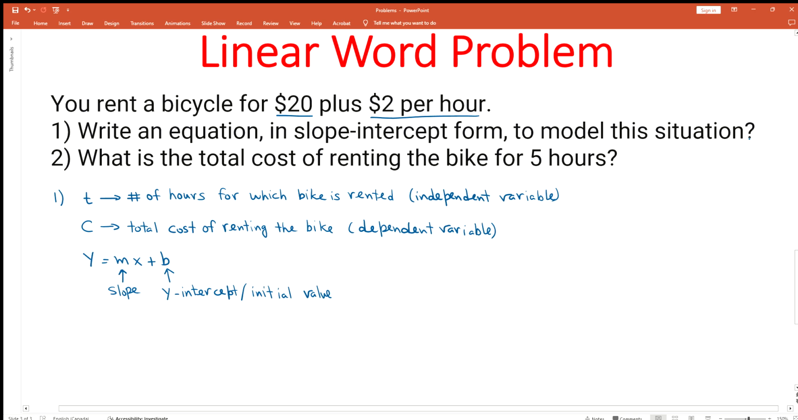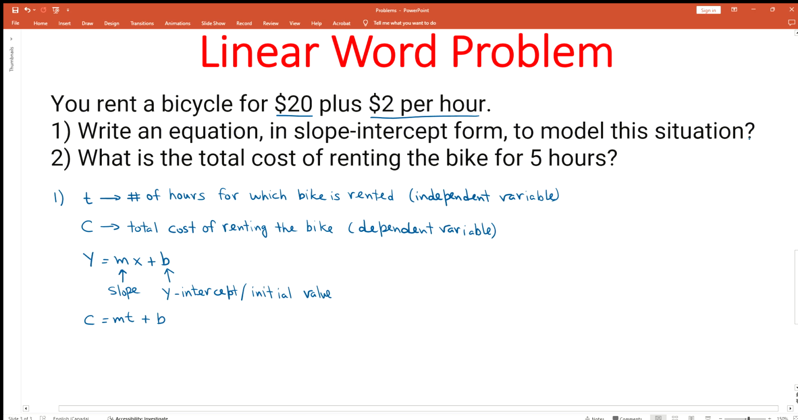So we can write the equation in slope y-intercept form using the variables c and t as c equals mt plus b. Variable c corresponds to variable y and variable t corresponds to variable x. Now we should input the values of m and b in this equation.